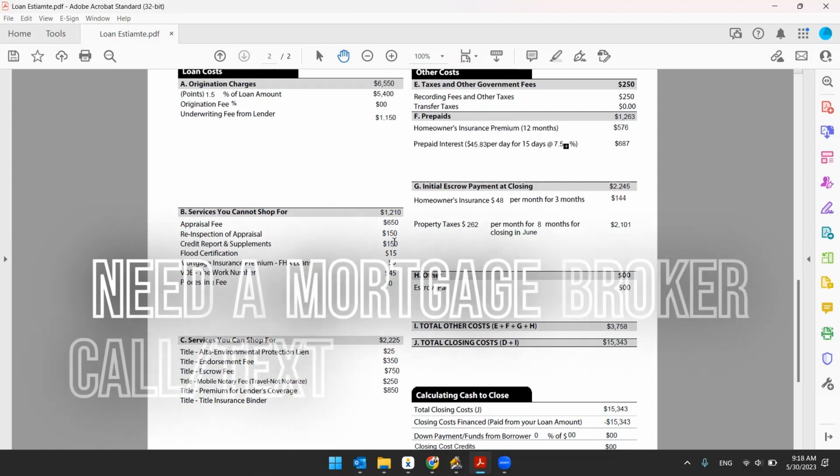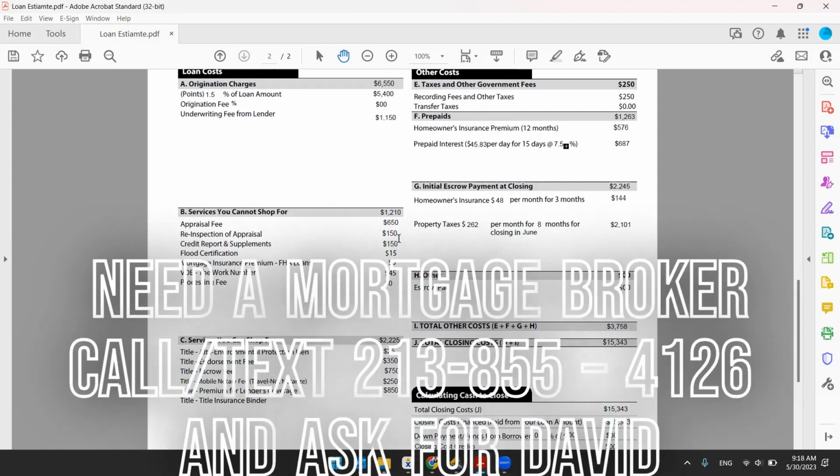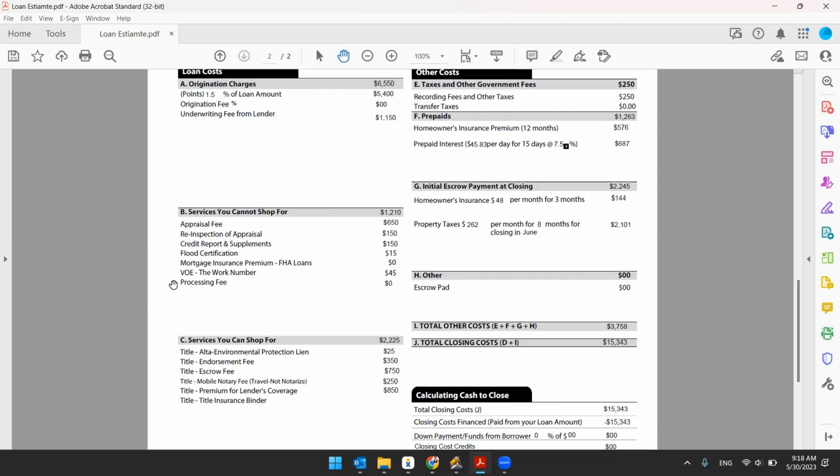Credit reports $150 per borrower. If there's 2 borrowers, that would be $300. Mortgage insurance premium, FHA loans. This is a conventional loan, so we don't need mortgage insurance premium. A VOE cost for The Work Number, a processing fee. If you use a third-party processing company, input that fee here. Let's go ahead and sum up these numbers.